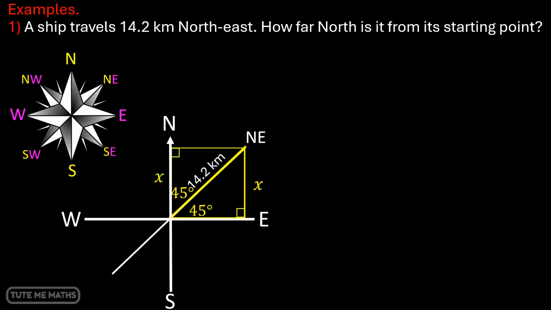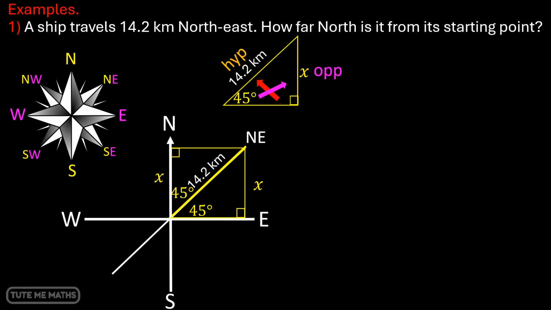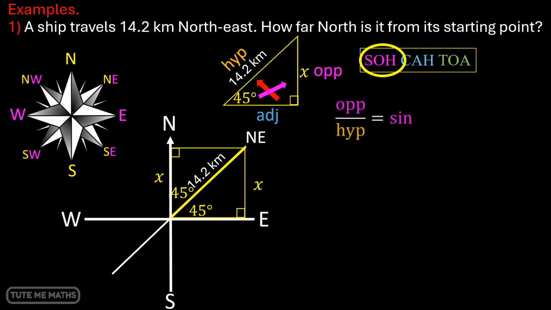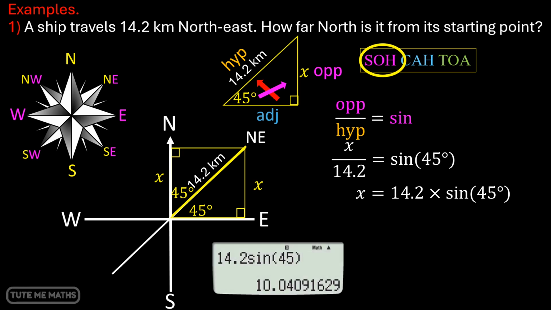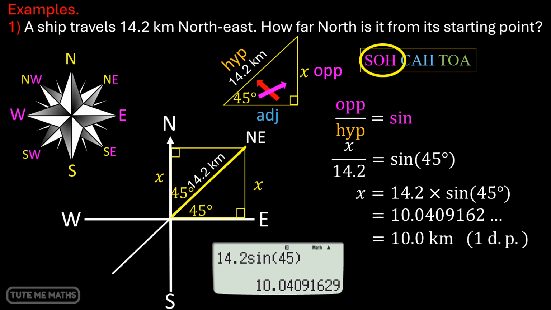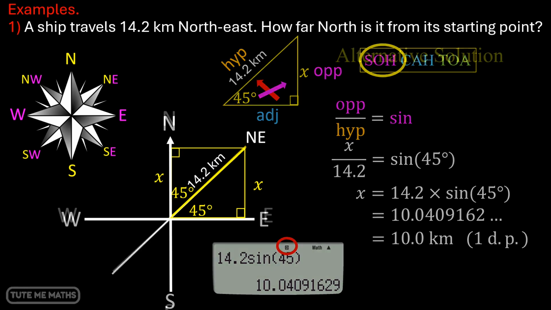In either case, x shows us the northerly component we wish to calculate. Labelling our sides and using SOHCAHTOA, we see that the sine ratio is required. Opposite over hypotenuse is sine, so x over 14.2 must equal the sine of 45 degrees. 14.2 multiplied by the sine of 45 degrees gives us this answer on our calculator, telling us the ship is 10.0 kilometers north of its starting point. If your calculator doesn't give you the correct answer, then check that it is correctly set to degrees.